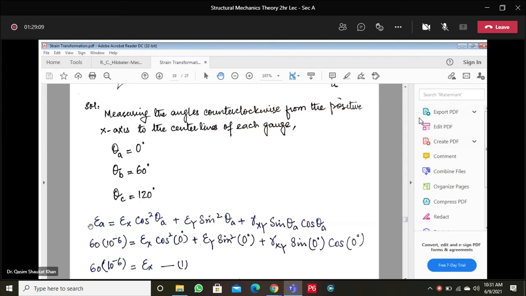Now the epsilon A value is 60 microstrain, so you will put the value of 60. Theta A is 0. Please simplify this and let me know whether you are getting the same answer or not. Sine 0 is 0 and cos 0 is 1. Please solve it and let me know. Yes, sir. Getting the same.